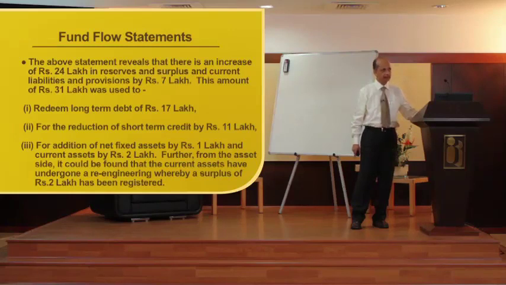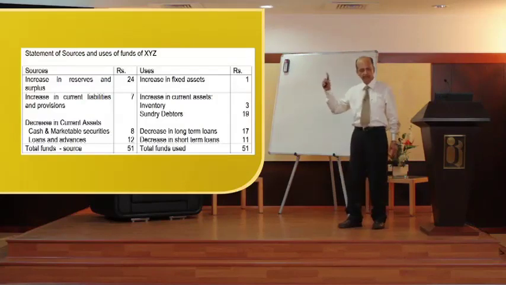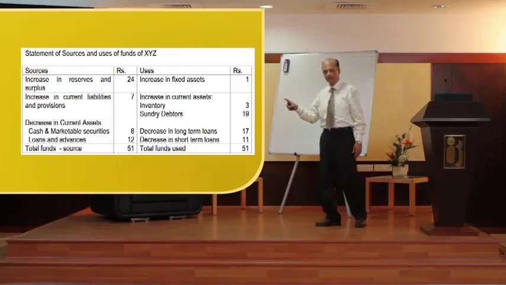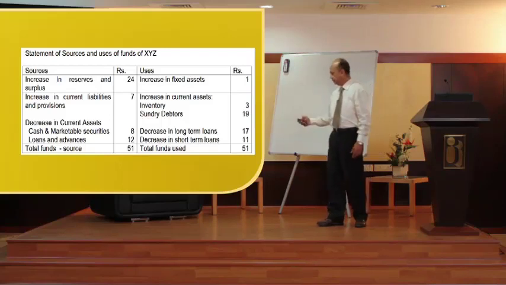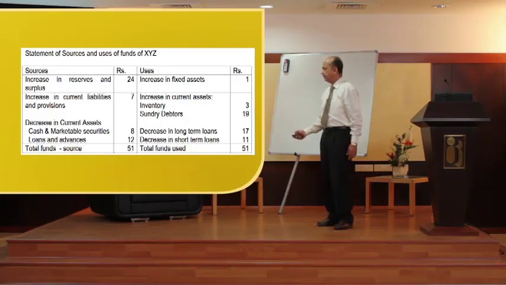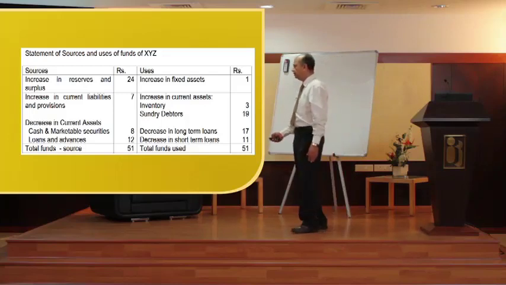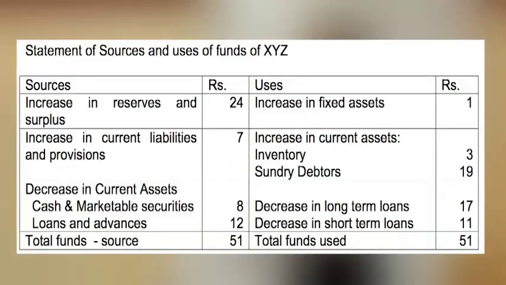Then we can summarize this position. The position we have drawn from the balance sheet or from the selected financial indicators will come. Increase in the reserve and surpluses, because of that there is a source, to the extent of 24 lakhs. Then increase in the current liabilities and provisions to the extent of 7. These two are sources. Then decrease in cash and marketable securities to the extent of 8 lakhs. It has come because of a decrease. Then loans and advances, yes, money has come, repaid, to the extent of 12.